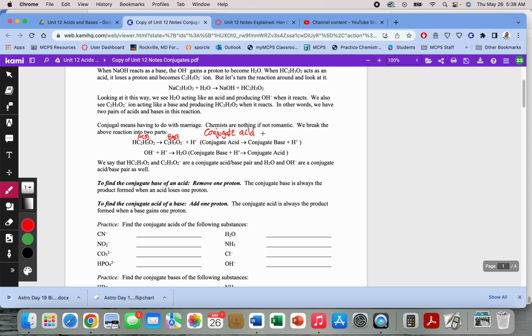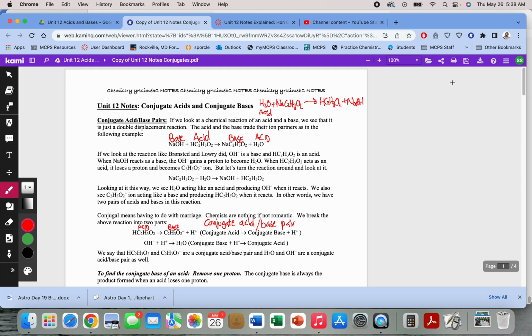And so effectively, this acid and base are like a married couple, right? They can't exist without each other. And the other acid-base pair is also a conjugate acid-base pair. In this case, it was OH minus and H2O, right? And so when we look back at our reaction, one way of looking at it is to simply say we have two acids and bases, right? So let's look at it slightly differently.